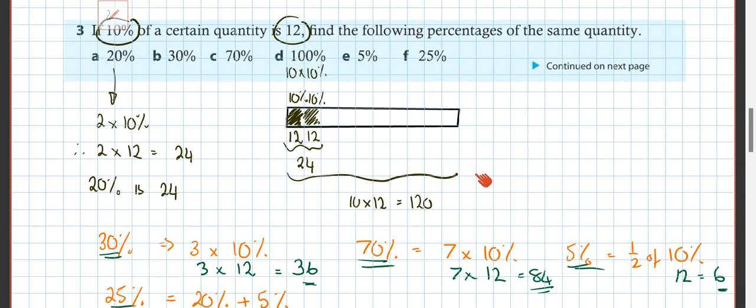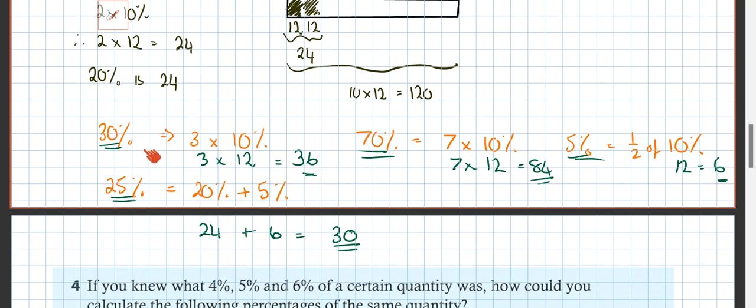We then looked at this: if 10% is 12, now this is one a lot of people really struggle with. If 10% is 12, 20% is 24. 2 lots of 10% is 2 lots of 12. Okay? And I remember showing you down here that 30% is 36. And I chose 12 as well, just to make you think.